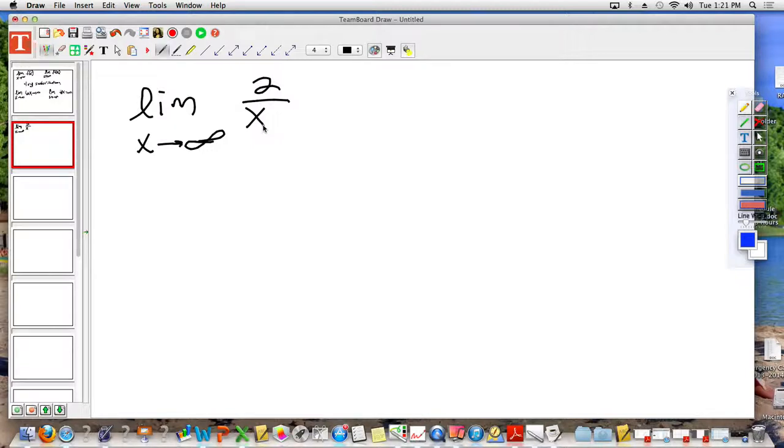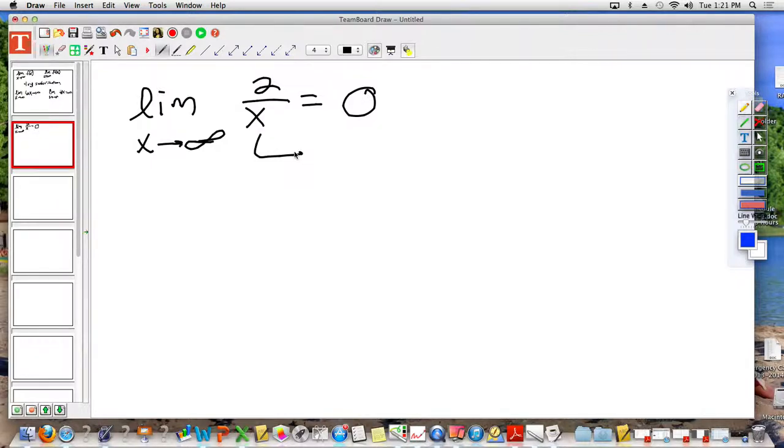Will it ever be 0? It won't ever actually get to 0. In theory, it will never get to 0. So as x approaches a very large number, this is getting close to 0. So you're not always going to get infinity as an answer. You won't always get negative infinity as an answer.